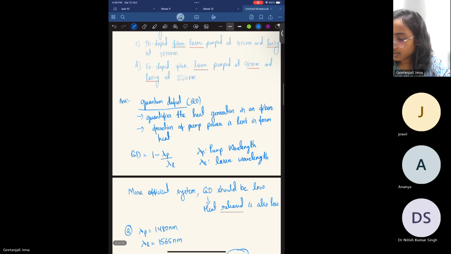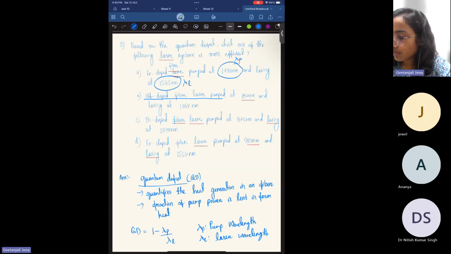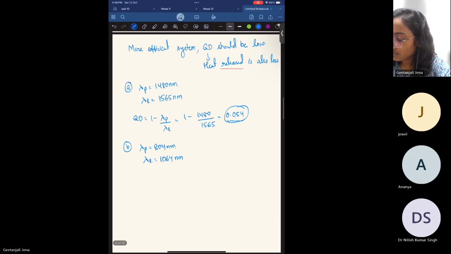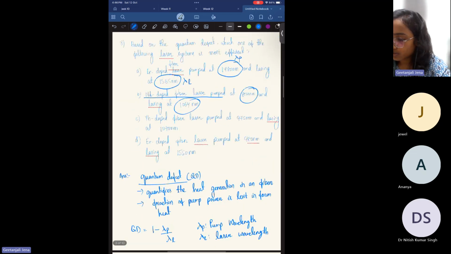The second option is Nd doped fiber laser pumped at 804 nanometer and lasing at 1064 nanometer. So lambda p is 804 and lambda L is 1064. Let us calculate. QD will come around 1 minus 804 divided by 1064, which is about 0.244.